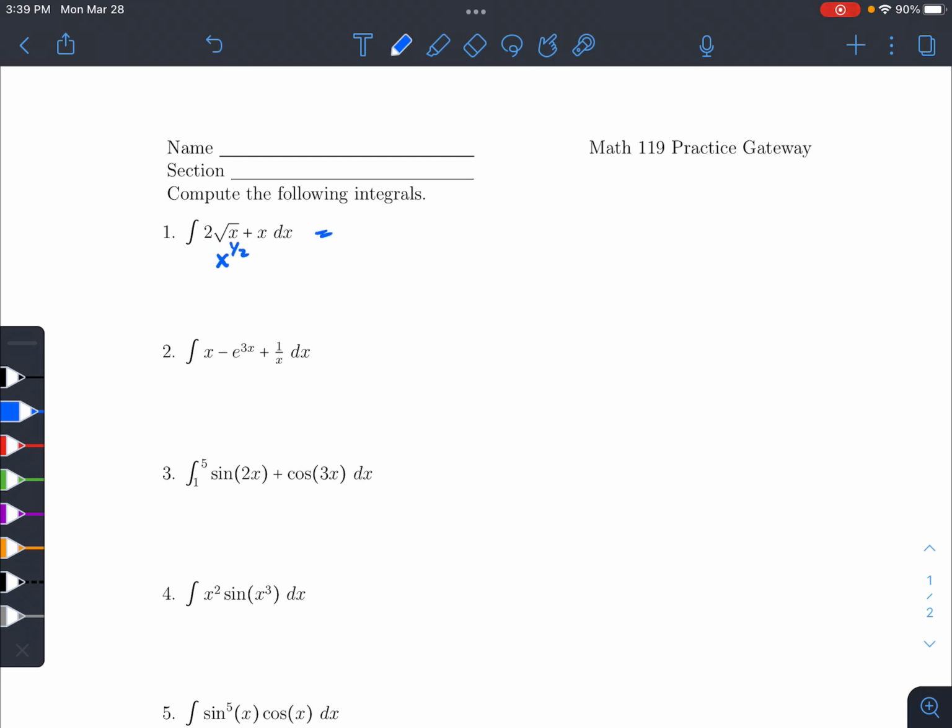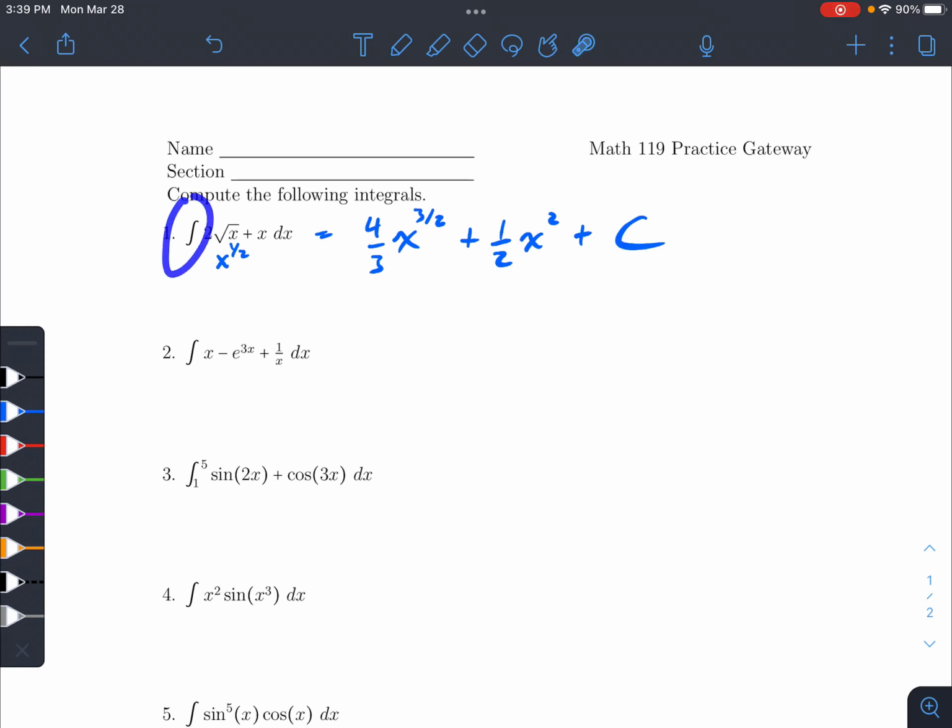So for this integral, x to the 1/2, we increase the power by 1, and then we divide by that constant. So divide by 3/2, or just multiply by the reciprocal, which is 2/3. And then that 2 just kind of comes along for the ride when we do antiderivatives. So I could simplify this to 4/3 x to the 3/2. And then the integral of just x is going to be x squared divided by 2. And then this is an indefinite integral, so we put a plus c at the end.